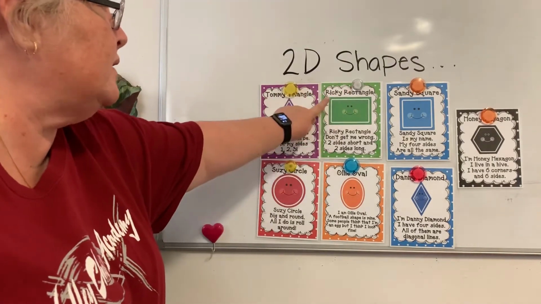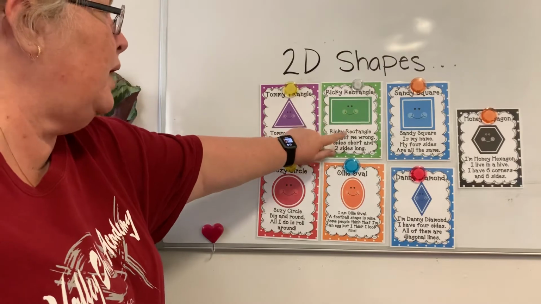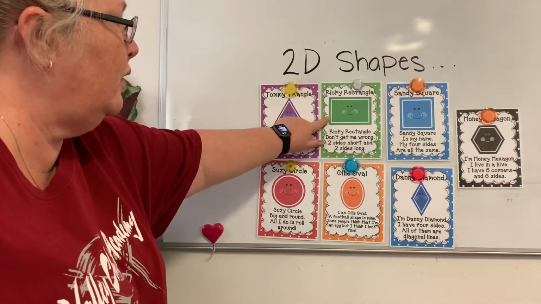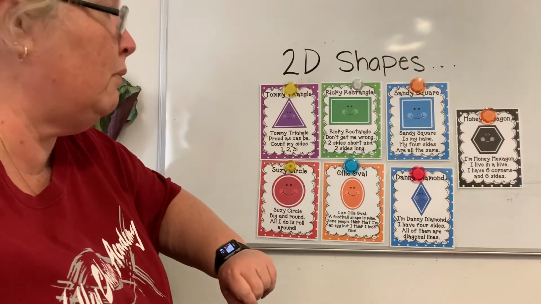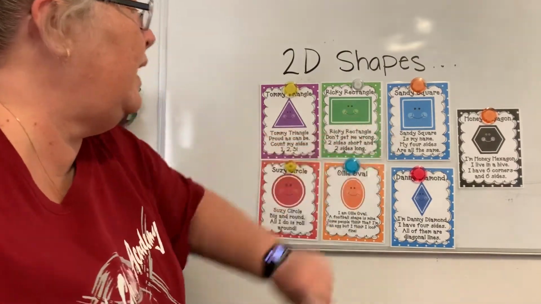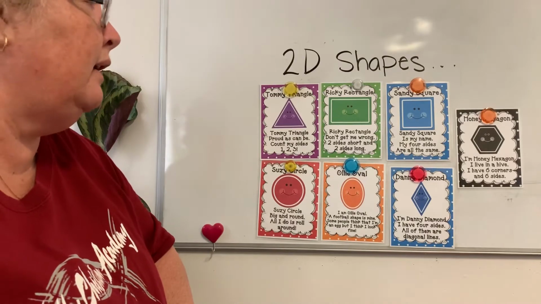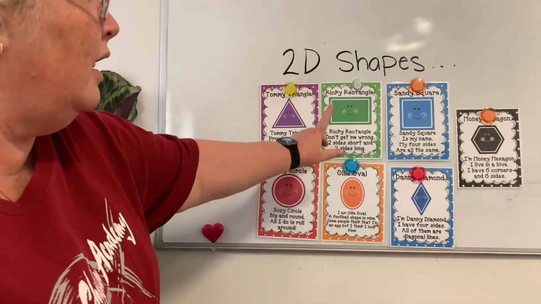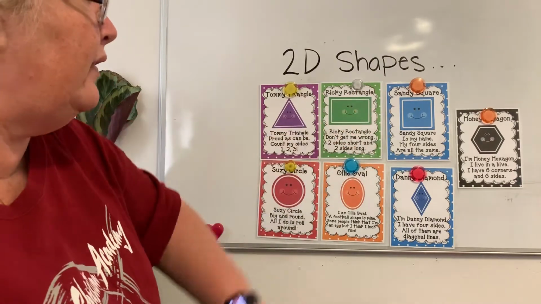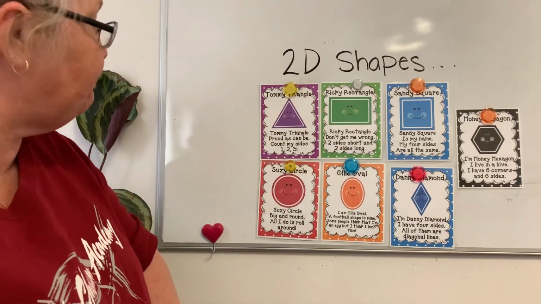Ricky Rectangle has 4 sides. But guess what? 2 of his sides are short and 2 of them are longer. That's what makes him a rectangle. Over here, we have Sandy Square. Sandy Square has 4 sides. And all of her sides are exactly the same when you measure them.